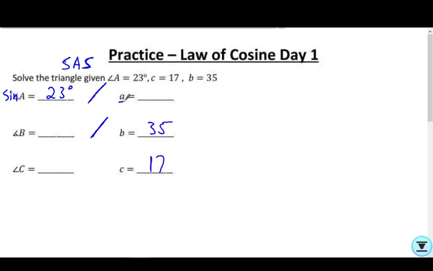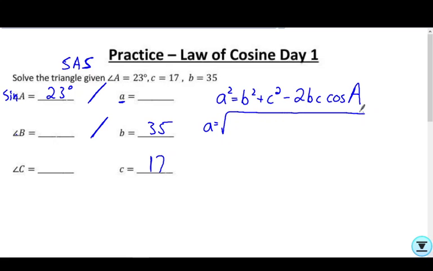So I start off by finding side A. The equation is a squared equals b squared plus c squared minus 2bc cosine angle A. Okay, so that's my equation. And now at this point you just plug in the numbers that you have. So A is going to be equal to the square root of 35 squared plus 17 squared minus 2 times 35 times 17 times the cosine of 23 degrees. Make sure you use cosine. One of the biggest mistakes my students make is putting in sine.